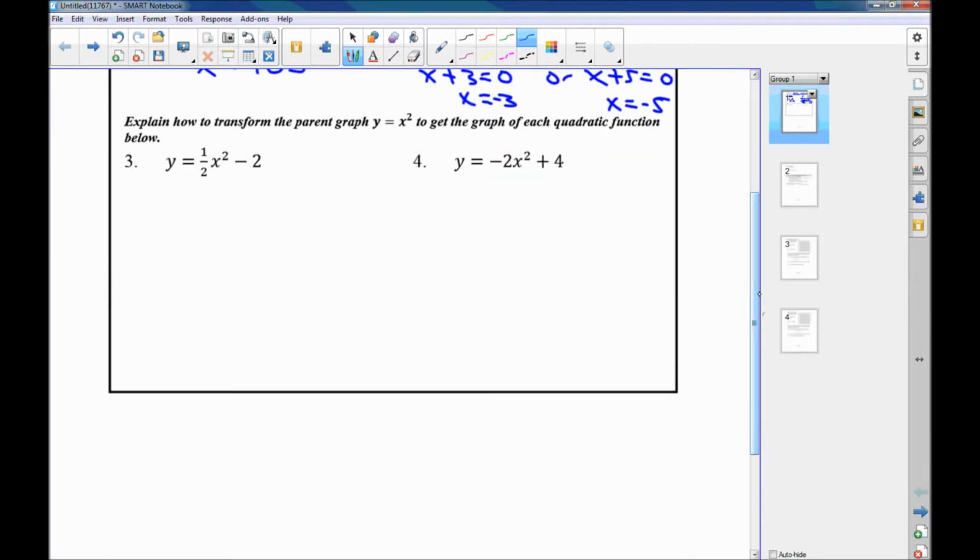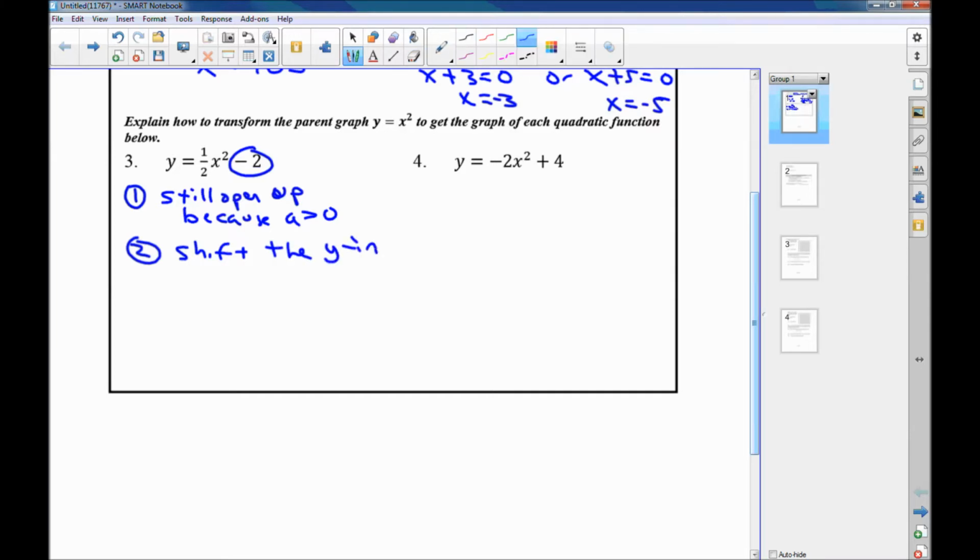Down below, we're supposed to explain how to transform the parent graph y equals x squared to get the graph of each quadratic function below. So what's been changed here? All right, so this one's still going to open upward, because a is greater than 0, so that didn't change at all. Then because the c is -2, we're going to shift the vertex, which is the y-intercept in this case, or shift the y-intercept to -2. And this is because c is equal to -2.